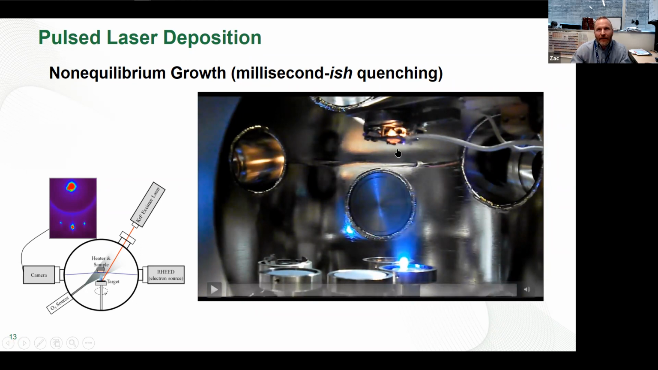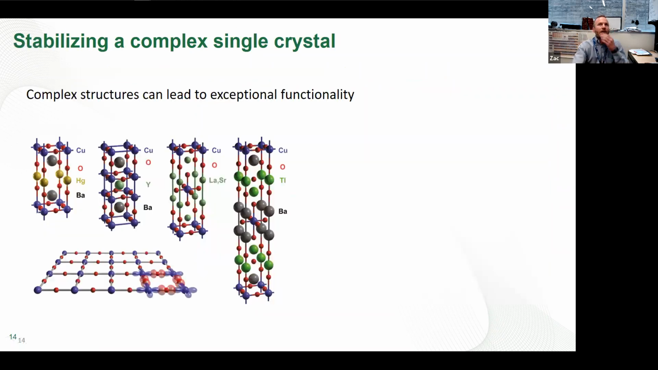That is basically an ultrafast quench that's happening. You're in a non-equilibrium state, you fast quench that, and that's why we're able to get this really exceptional mixing in these materials.